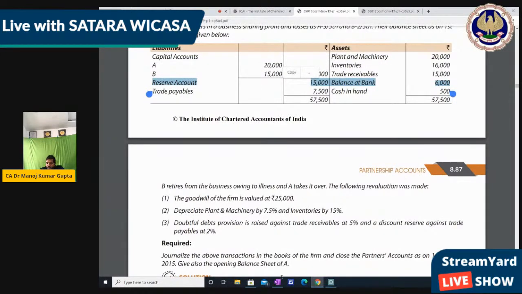The goodwill of the firm is valued at 25,000. Depreciation on plant and machinery by 7.5% and on inventory by 15%. This is not depreciation, it's a revaluation. Indirectly, it's a revaluation.